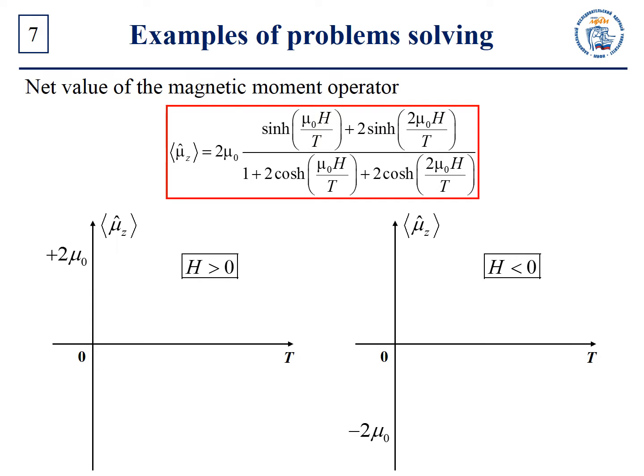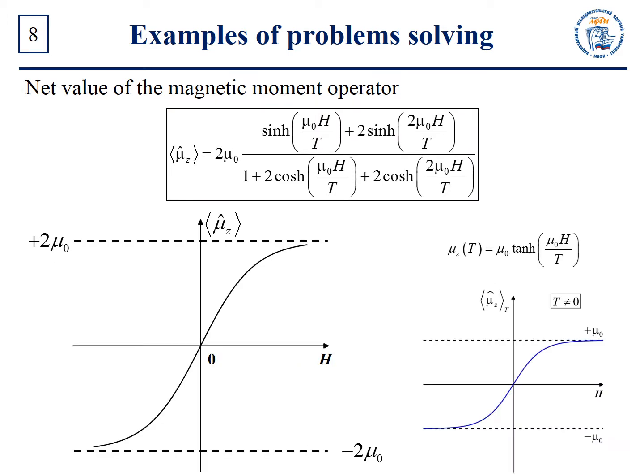You can see the dependencies of magnetic moment operator on temperature at magnetic field which is greater than 0, left picture, and at magnetic field which is less than 0, right picture. These graphs are symmetric with respect to t-axis.